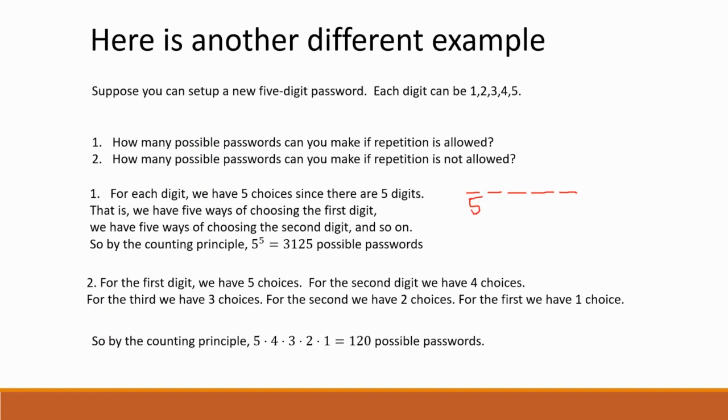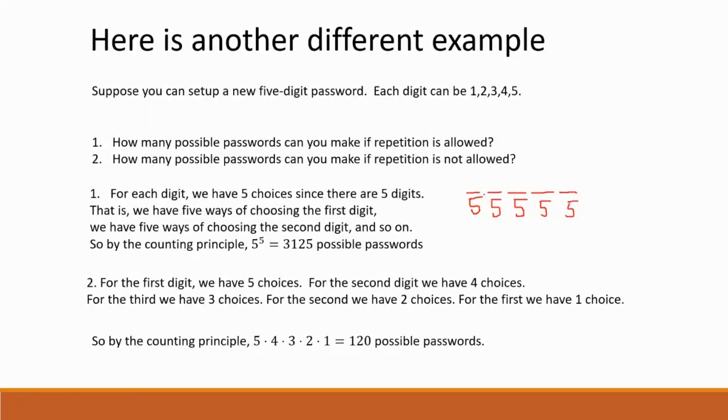So for the first one, we have 5. Same thing for the second one, same thing for the third, because we're allowing repetition. So all the digits could be 1, for instance. So for each digit, we have 5 choices. Notice also that order does matter, because it's a password, so they take order into account. So how many possible passwords are there, or how many possible outcomes?